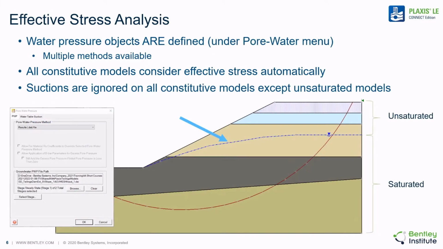An effective stress analysis is automatically enabled in the software if the user defines any pore water pressure conditions in the numerical model. The pore water pressure conditions are found under the pore water menu, and there are multiple methods available. Once the user defines a method of representing pore water pressure conditions, all constitutive models in the software consider effective stresses. Suctions are ignored on all constitutive models except the unsaturated soil models.